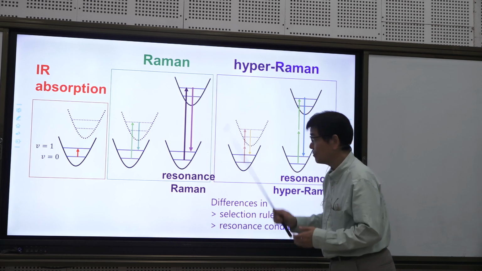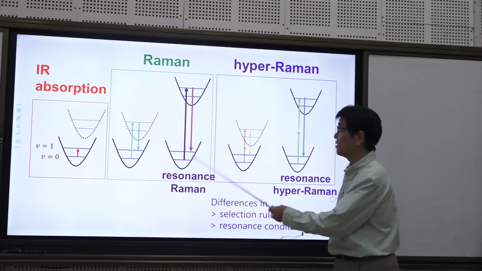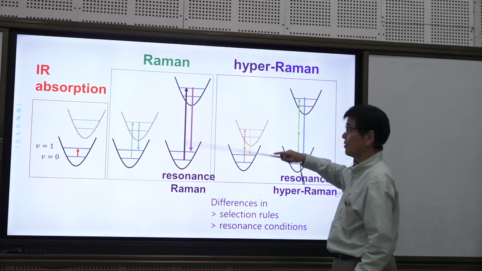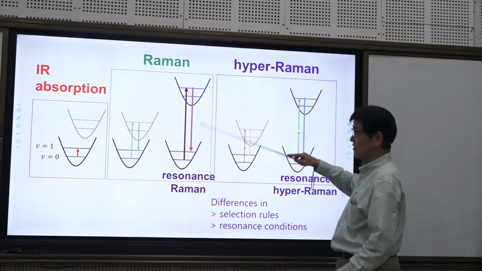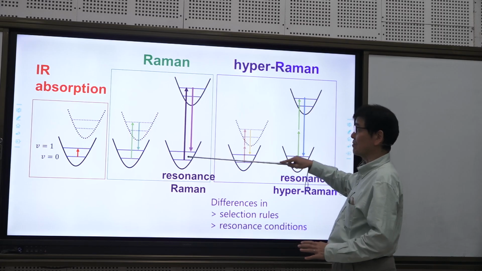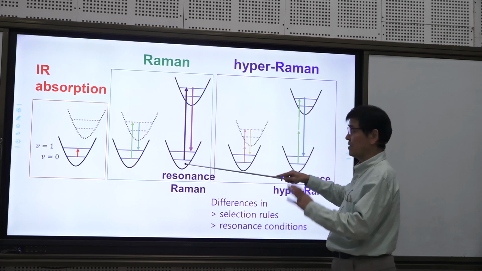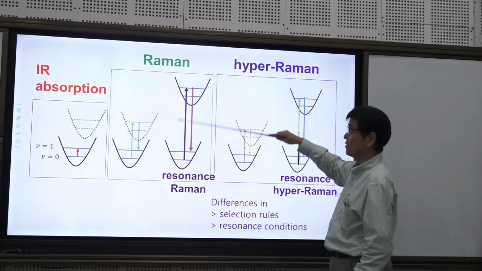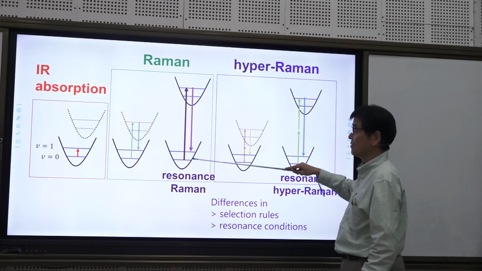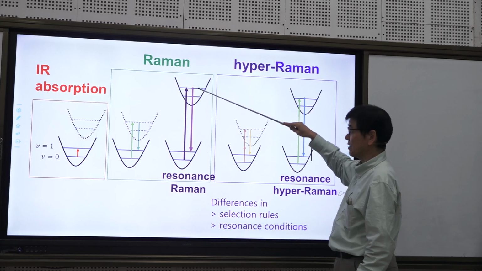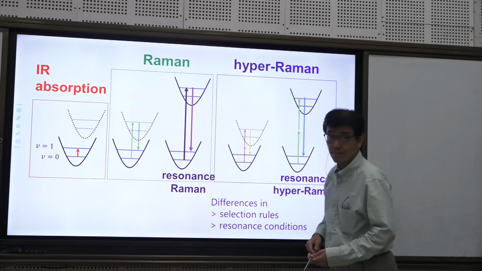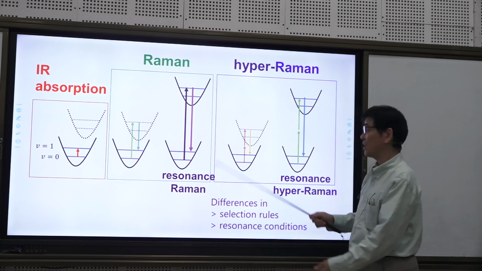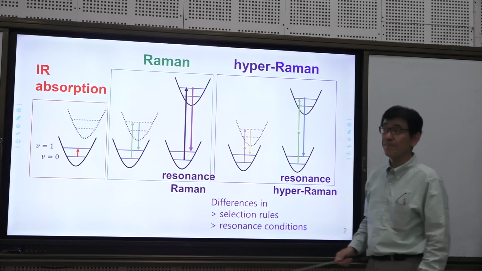If we tune the excitation wavelength to a real electronic absorption band, that is, when we choose the energy of the excitation beam that matches the energy difference between the ground and excited state, if there is a real state, then the scattered light intensity becomes much stronger. This is the resonance Raman effect. And already we have formulated this process, right?